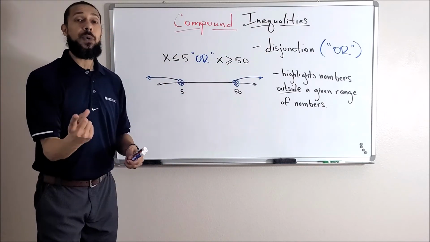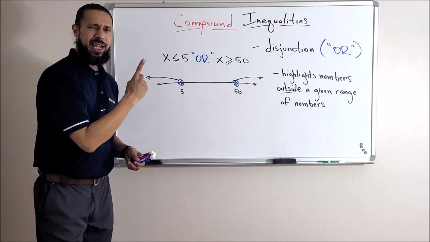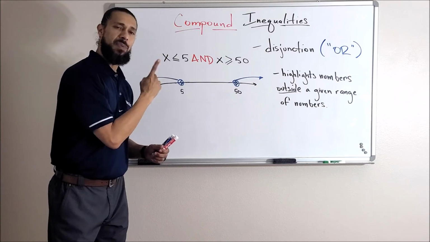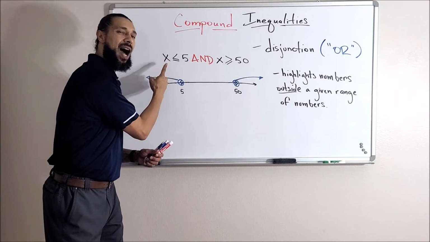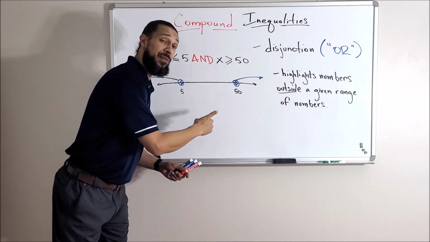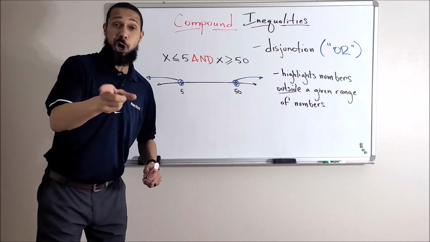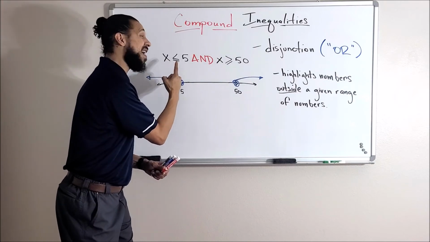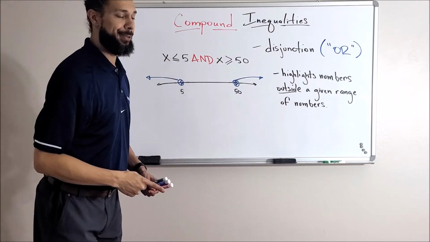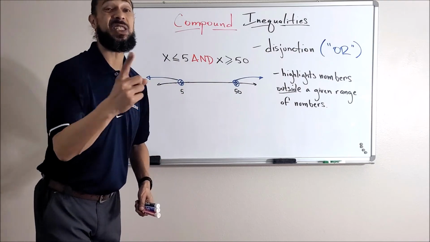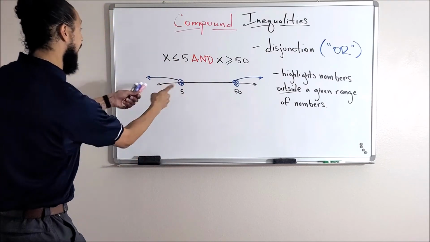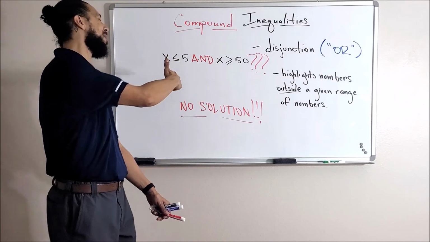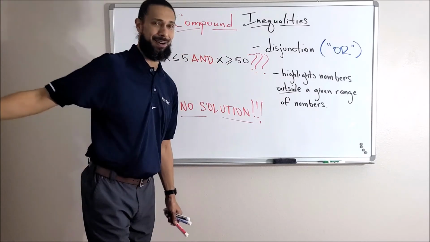You'll run into problems where you might try to put an "and" in here. Let's talk about this for a second. Can a number be less than 5 and greater than 50? Think about that again. Can a number be less than 5 and greater than 50? No. If you ever see this special case, the answer is no solution. There's no such number that is smaller than 5 and bigger than 50.